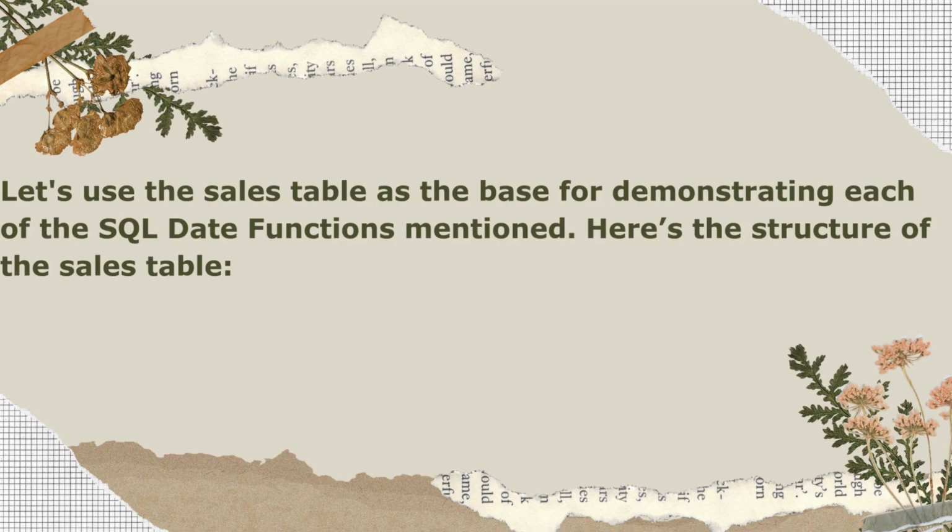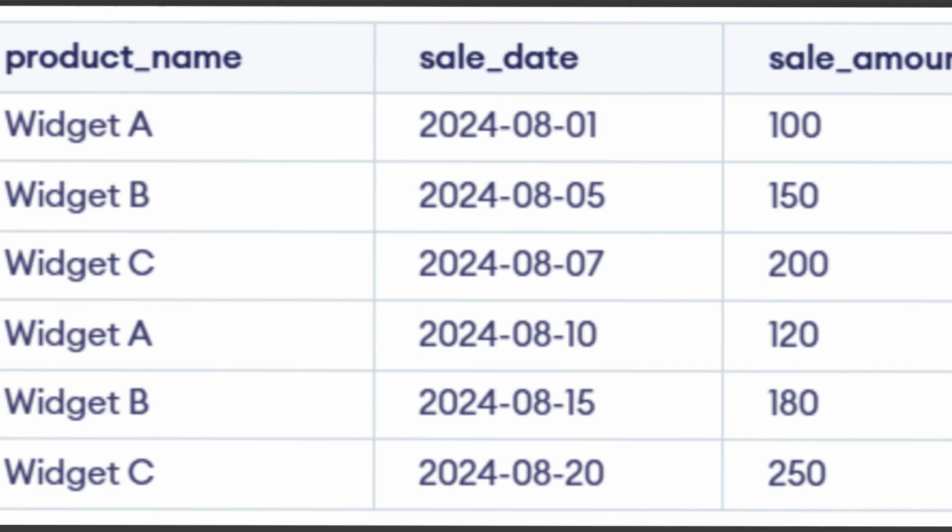Then let's use the sales table as the basis for understanding and demonstrating each of the SQL date functions mentioned here. You can find the structure of the table on the next slide, where you can see there are three columns: product name, sales date, sales amount. So Widget A has a specific date in the YYYY-MM-DD format, and there is a sales amount. This is how we can represent a date in SQL.